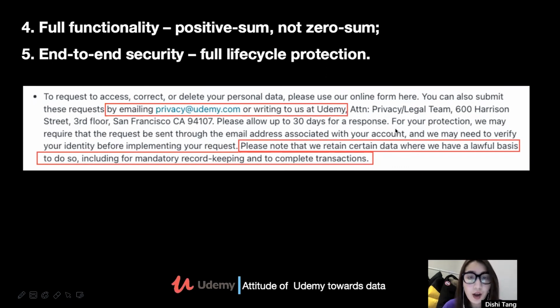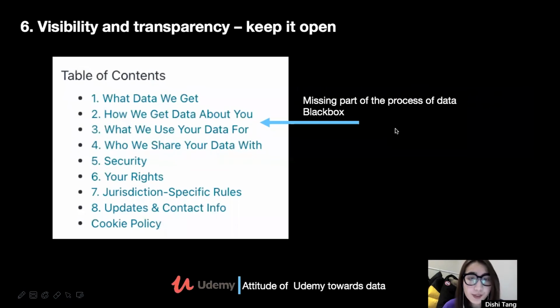and the fifth means a complete data security circle. However, Udemy will not destroy the data after using it. Although users can apply for deletion, Udemy will still keep some legal data. The sixth means the privacy design is made public. From the table of contents of the policy, it is missing a very important part, data processing. We believe it's a black box.